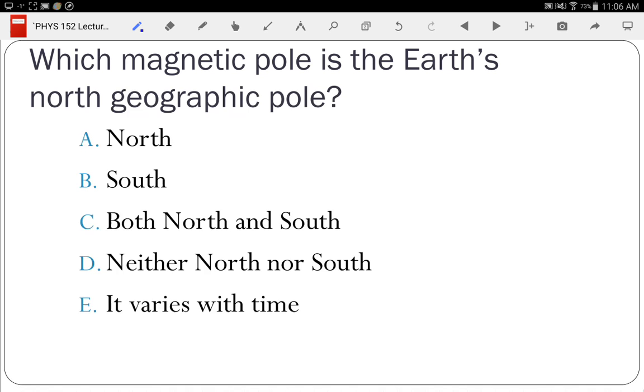Okay, first clicker question. Which magnetic pole is the Earth's north geographic pole? And you can answer now.